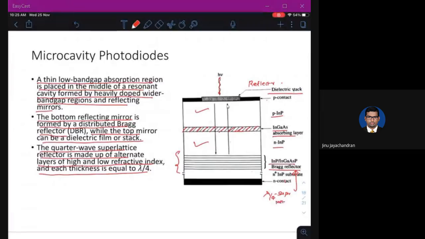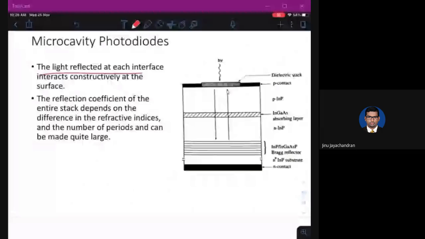Now this is made up of multiple layers, each of low and high refractive index. So the first layer might be low, then high, then low, then high, and so on. Whenever there's a change in refractive index, there will be reflection and bending of light. So a lot of things happen when you have this Bragg reflector. The light reflected at each interface interferes constructively at the surface. The reflection coefficient of the entire stack depends on the difference in the refractive indices and the number of periods, and can be made quite large.